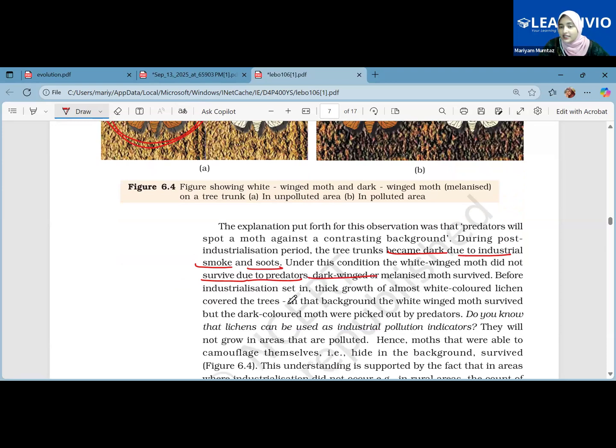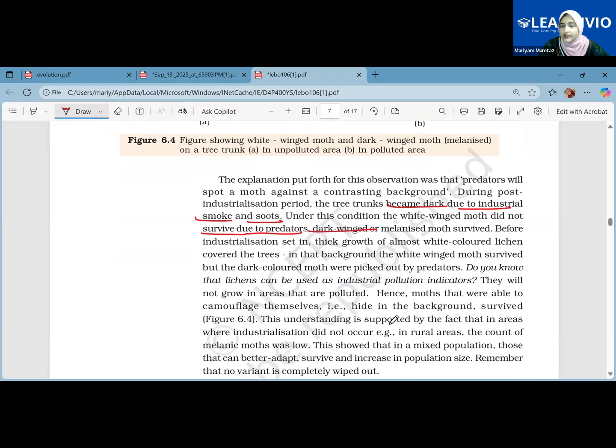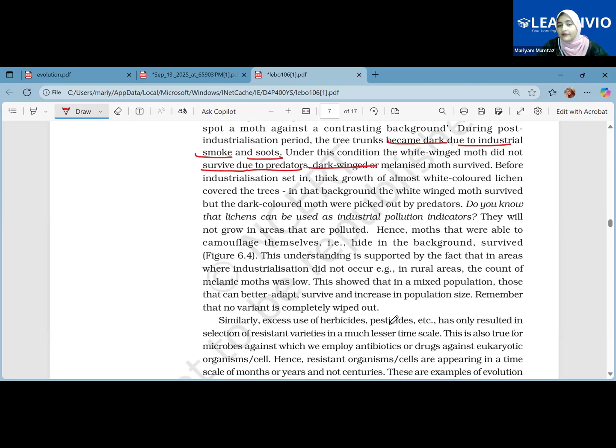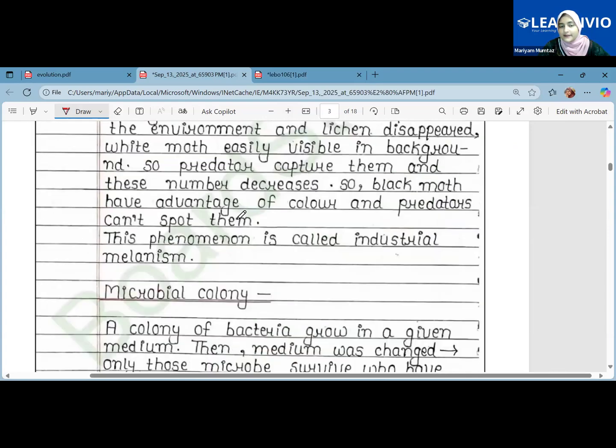So before industrialization, white moths survived. After industrialization, black moths survived. Right? This is how natural selection works. Depending upon the condition, whichever organism is most suitable for that condition will survive and have progeny. But always remember that no population is completely wiped out. It's not that members will be removed entirely. So this is what is meant by industrial melanism.